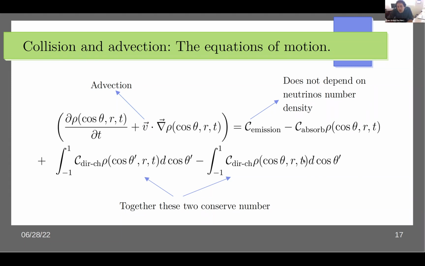I see. Are these coefficients just numbers right now? Do they depend on cosine theta? So these are numbers. These are a function of radius only. And that is a good approximation, because the neutrino direction changing scattering is dominated by neutral current scattering off nuclei, and since nucleons or nuclei are all much heavier than the energy of the neutrinos, mostly the scattering is isotropic in nature. So we don't need to include the angle dependence. That is not that important.